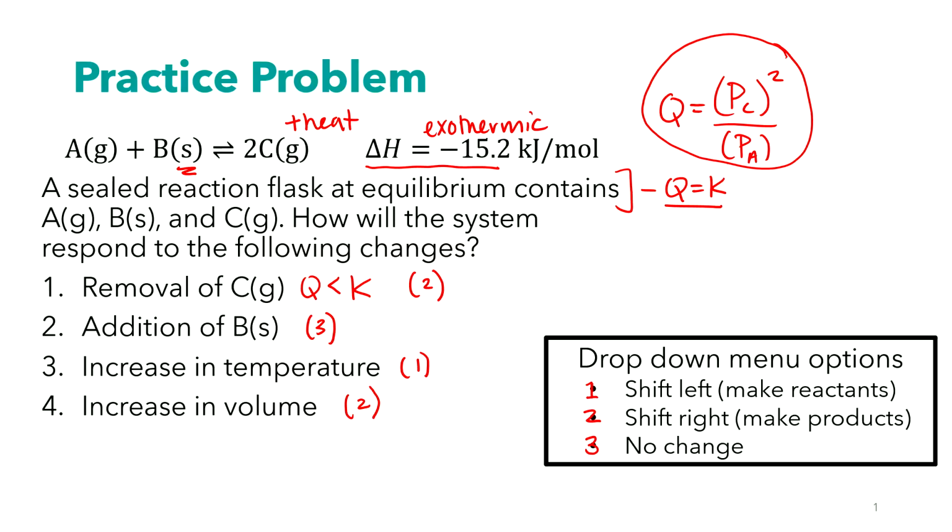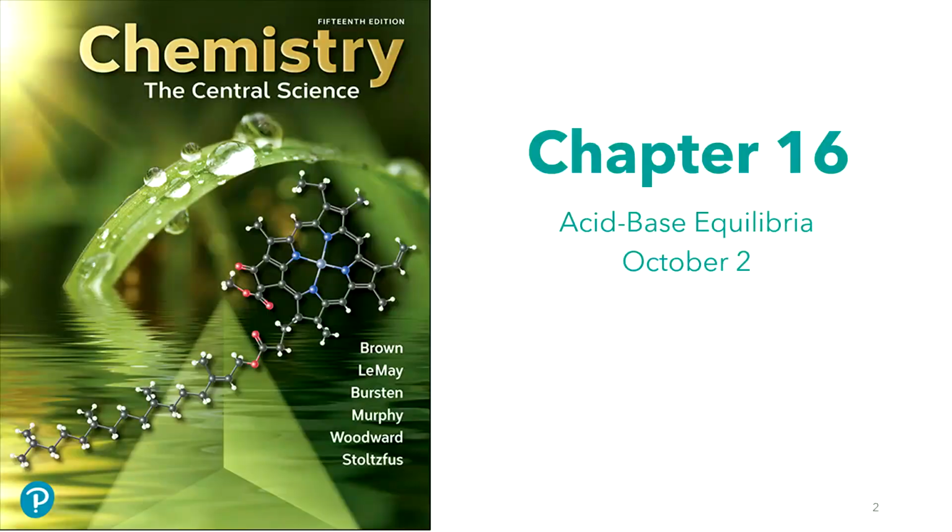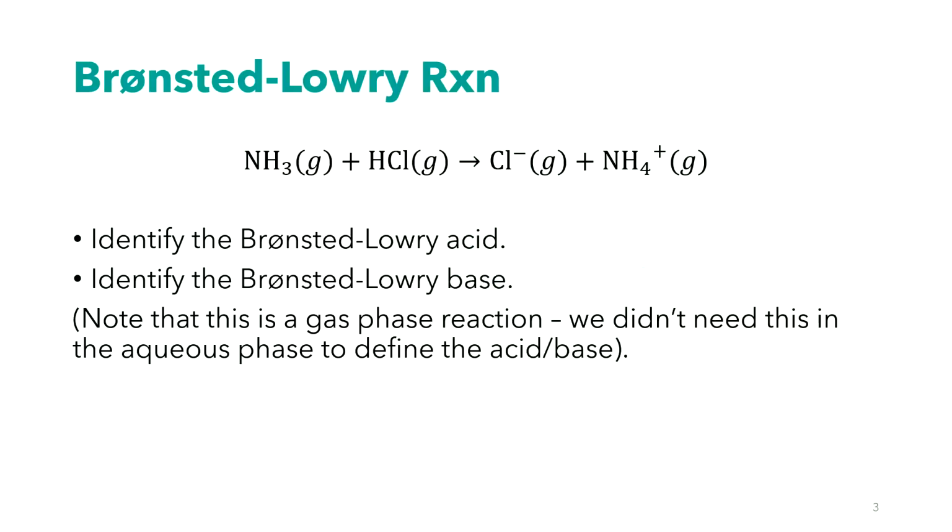So that was chapter 15. And now we are officially into our chapter 16 business. Okay, we ended talking about Bronsted-Lowry reaction, or acids and bases. Here we're looking at a Bronsted-Lowry acid-base reaction in the gas phase. We've broadened it so we don't have to talk about aqueous solutions anymore. All we need for a Bronsted-Lowry acid is something that can donate a proton.